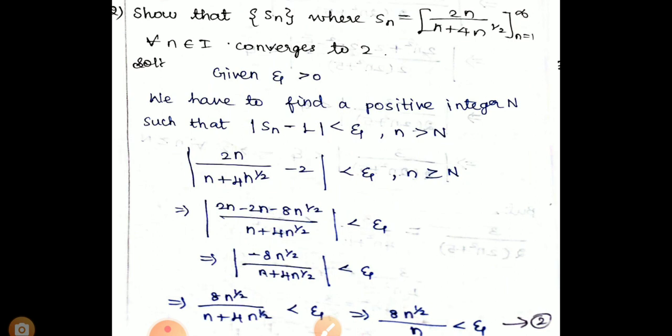that modulus of Sn minus L is less than epsilon, and small n is greater than capital N. Now in the place of Sn, substitute the given value 2n divided by n plus 4n^(1/2), minus the limit, which is 2, they have given in the question itself, so minus 2. Now cross multiply with the 2, so 2 into 2n plus 8n^(1/2) will come.